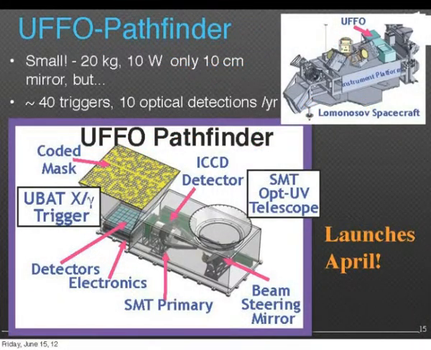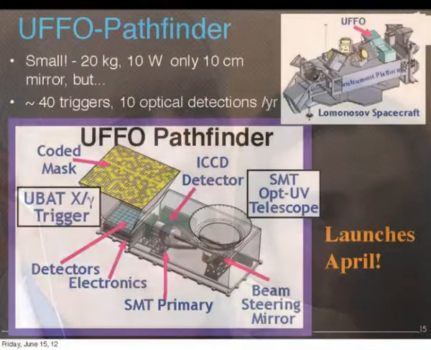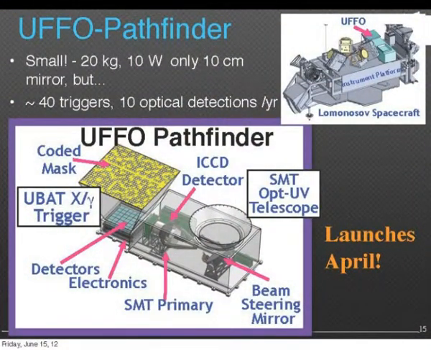Here's our little schematic of the UFO Pathfinder. It's a tiny, tiny instrument, only just over 20 kilograms. I'm sure we cheated and got a little bit above that. Only about 10 watts, again, we cheated, got a little above that, but order of magnitude. It's going to be mounted on the Lomonosov instrument platform up here with BDRG Shuck and all of the instruments from our partners here at MSU and SINP.